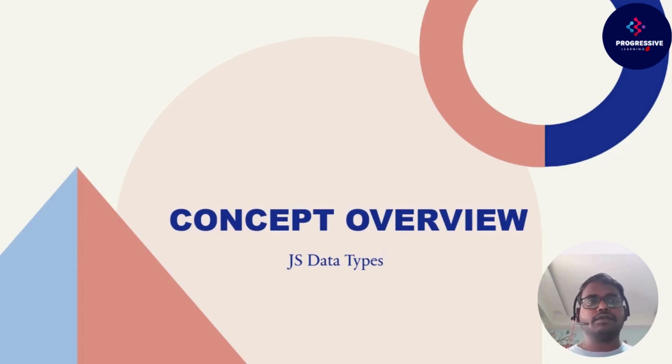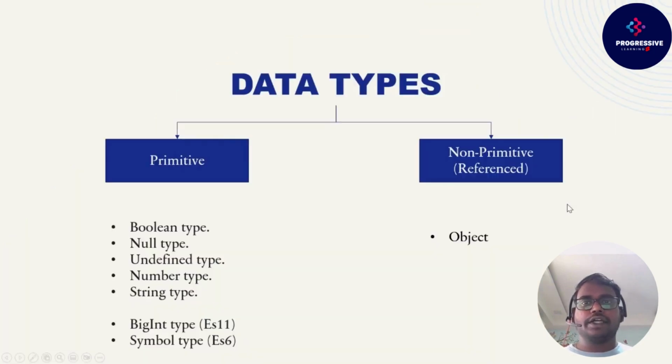Here we will be discussing the data types in JavaScript. We have data types categorized into two types: primitive data types and non-primitive data types, which are also called reference data types. In the primitive data types, we see Boolean, null, undefined, number, and string. And there are two additional data types added as part of ES6 and ES11: symbol and BigInt.